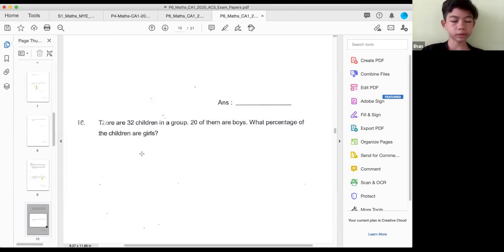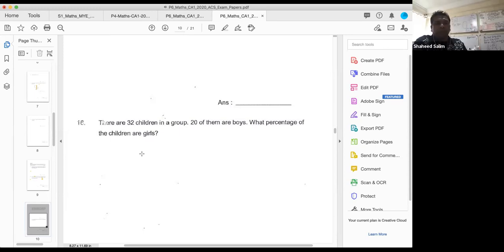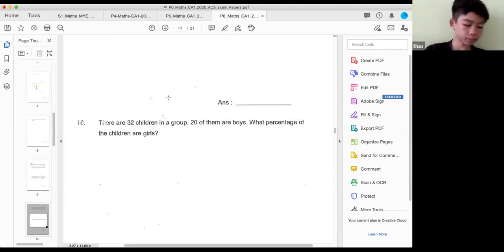The answer 160 cannot be so big. It must be less than 100. Children is 32. Girls, how many percent? Children is 32. Oh, never mind.